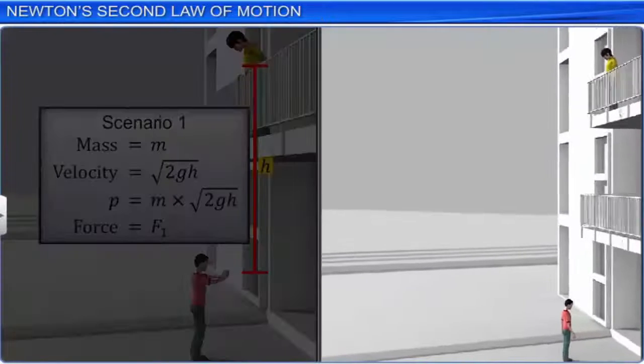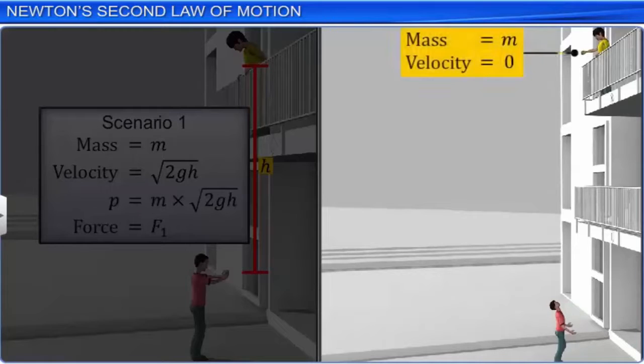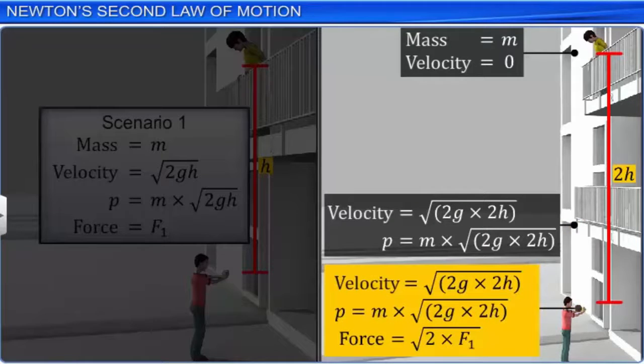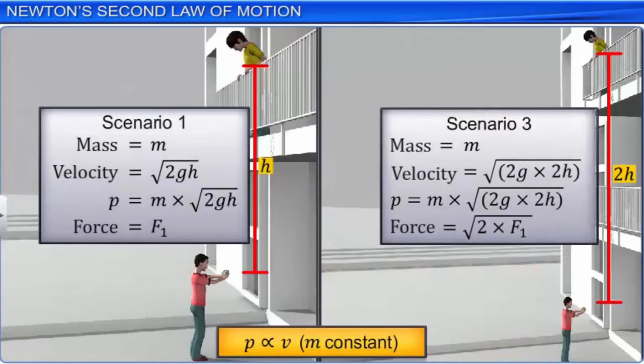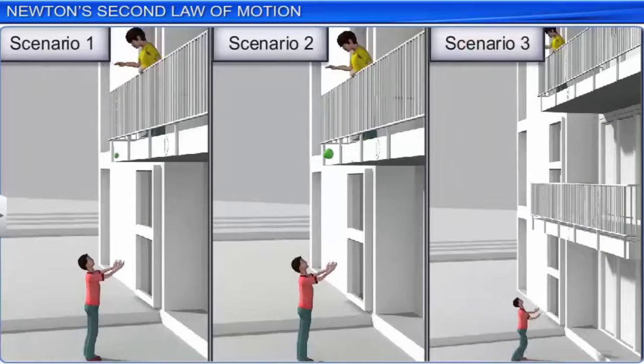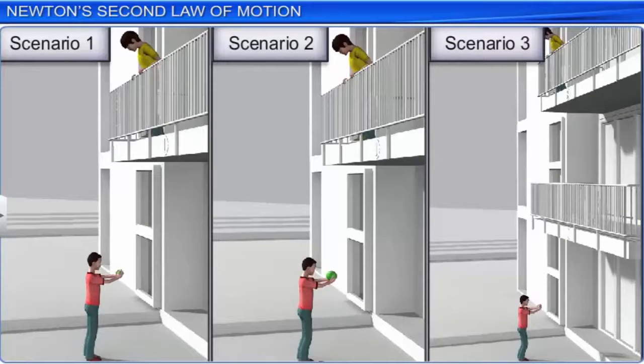In the same scenario, if a ball of mass m is dropped from the second floor balcony from a height 2h, its velocity increases and therefore its momentum also increases. Consequently, more force is required to catch the ball. Here, the momentum increases due to an increase in velocity. In all these three scenarios, the ball has some momentum when it touches the hands of the boy catching it.